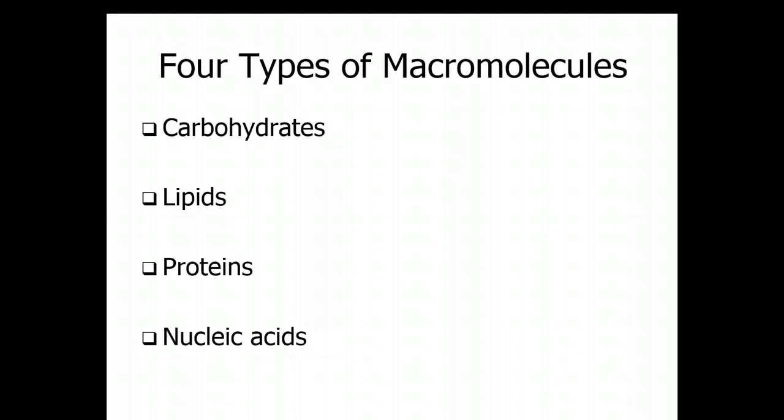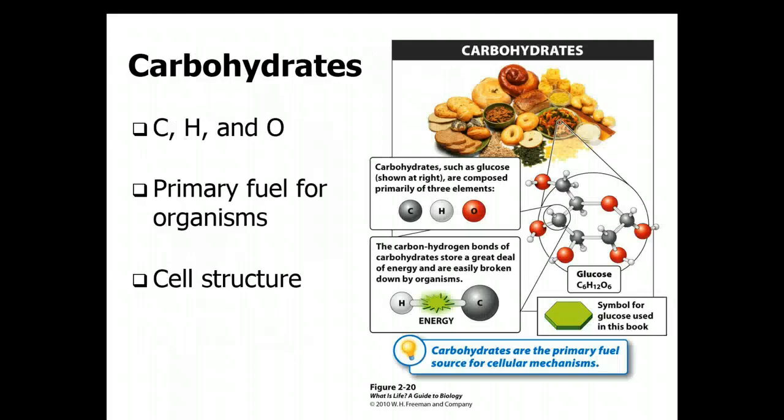So we have 4 types: carbohydrates, lipids, proteins, and nucleic acids are very important types of macromolecules. Macro just meaning large, so large molecules. We'll go from there. So carbohydrates contain carbon, hydrogen, and oxygen, primarily fuel for organisms in its cell structure. So we break energy bonds within the carbon, and that is the energy we use, so the overall contributes greatly to the cell structure.